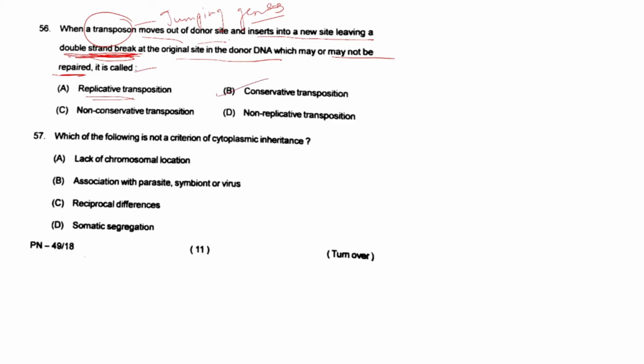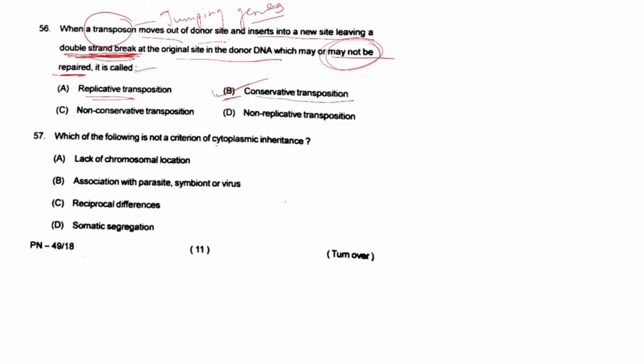In case of replicative, it will be repaired. Replicative and conservative are the same, but in case of replicative, it is repaired in the original site. But the question is asking may not be repaired. If it is written may not be repaired, the answer will be option number B, that is conservative transposition.